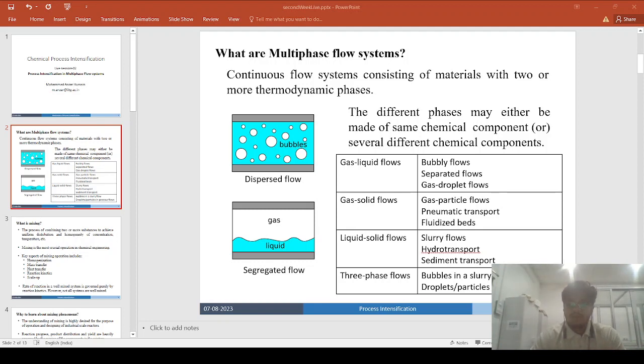Now we have discussed all the two-phase systems. Now what about the three-phase system?